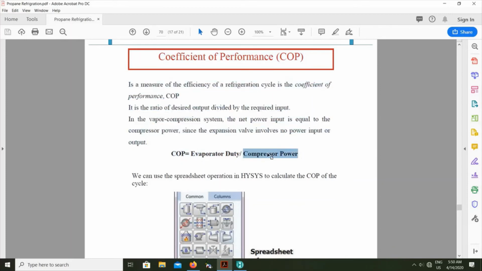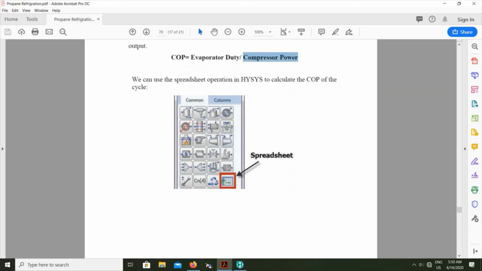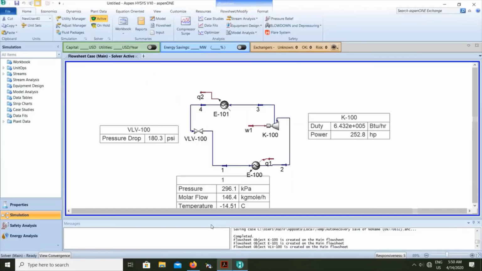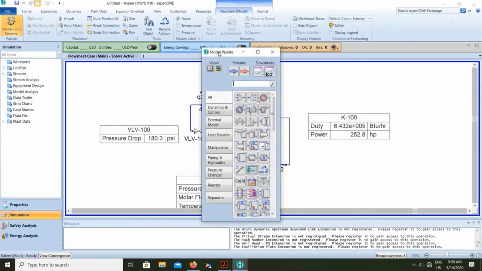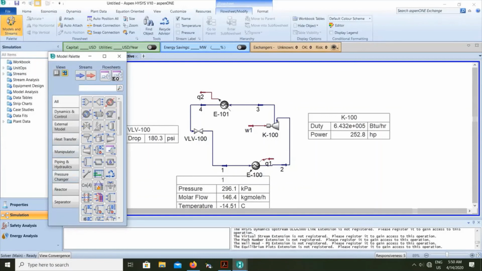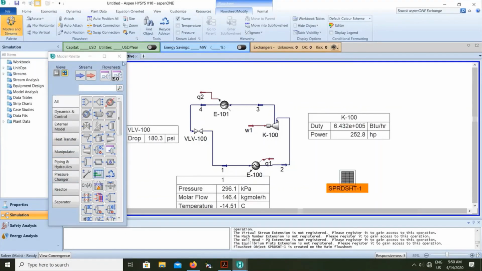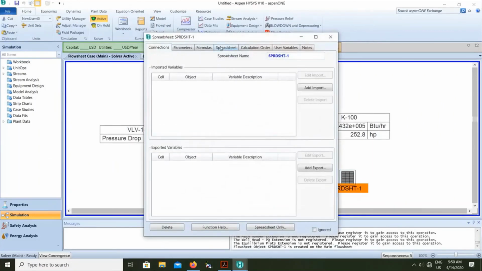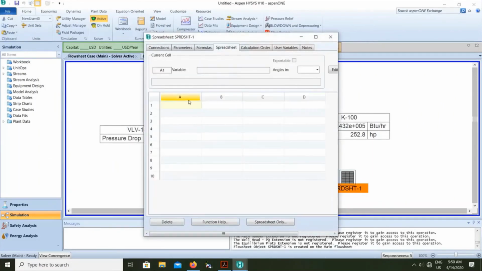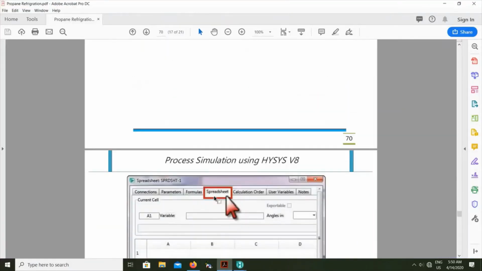So how can we put these two pieces of information together? We can use the spreadsheet shown in the palette. If you look at your palette here, you have the option for a spreadsheet, an Excel sheet. Just click on the spreadsheet and put it here in the center. Double tap and open. Click on the spreadsheet tab, and here we need to add some information. Follow your lecture notes.